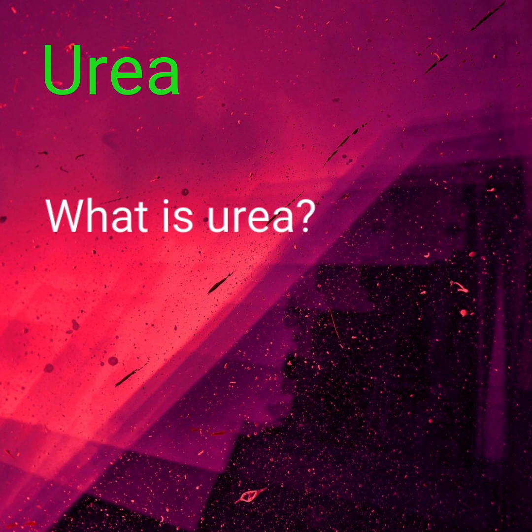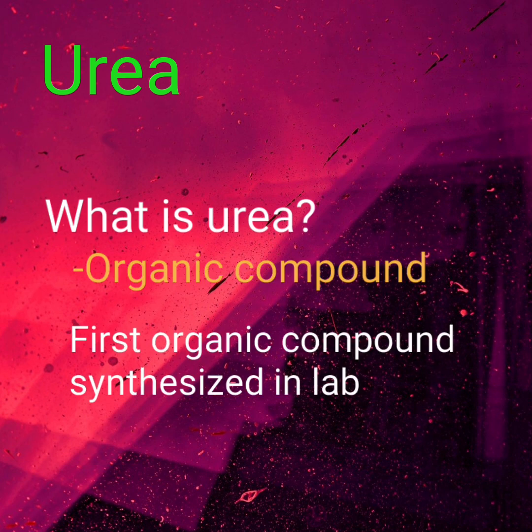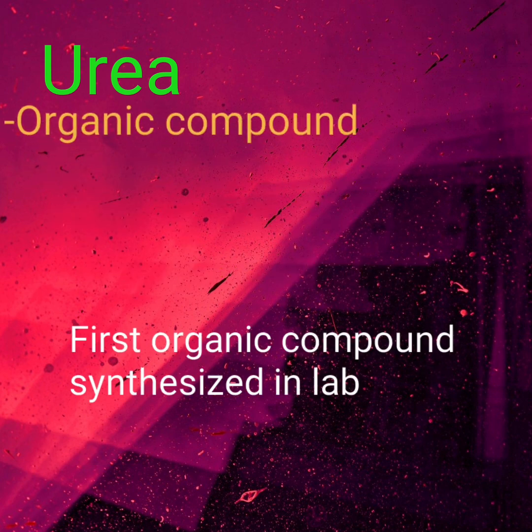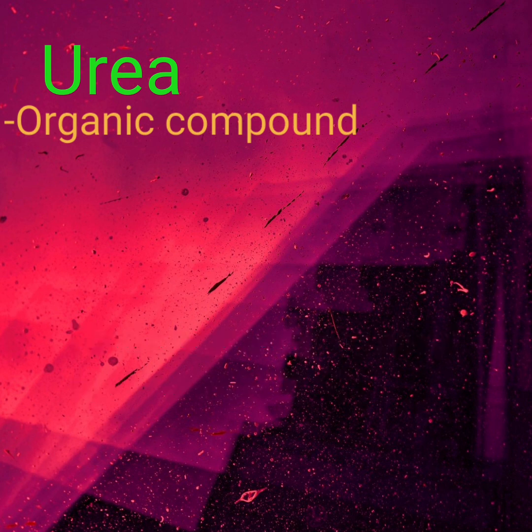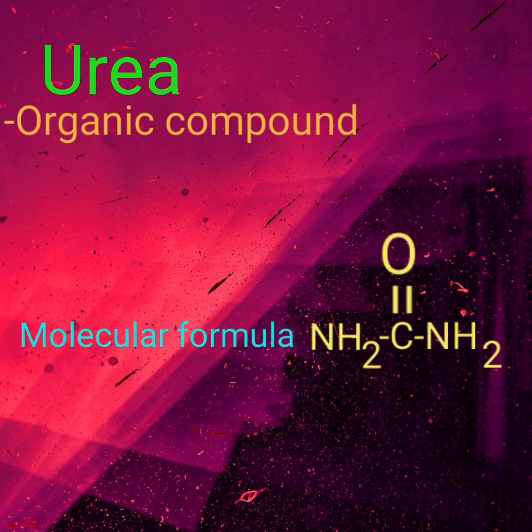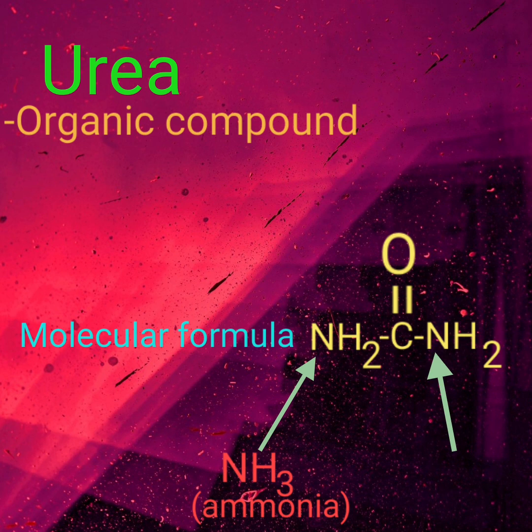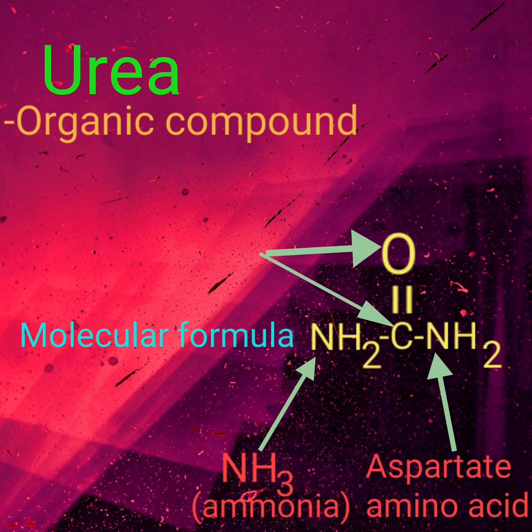What actually is urea? Talking about urea, it is an organic compound. In fact, it is the first organic compound synthesized in the laboratory, and its molecular formula is NH2CONH2. And among the two nitrogens, one nitrogen is derived from ammonia. Similarly, the other nitrogen is derived from the amino acid aspartate, and the carbon and oxygen are derived from carbon dioxide.